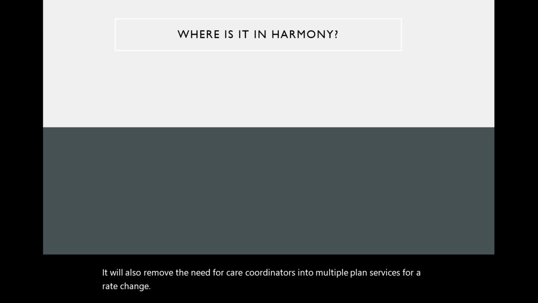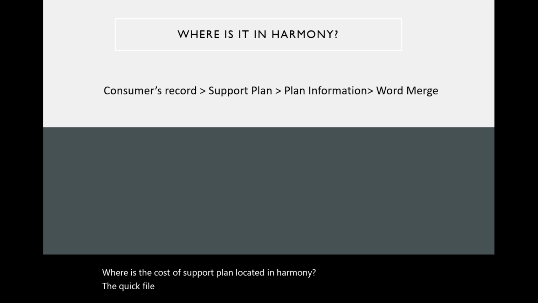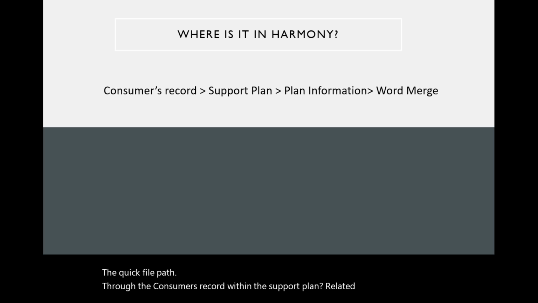Where is the cost of support plan located in Harmony? The quick file path is through the consumer's record, within the support plan related to the cost of support plan, within the plan information tab under the word merge menu. Let's go into Harmony and take a look at where this is located.